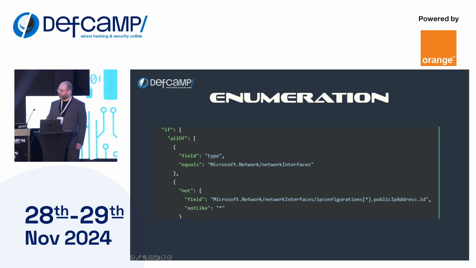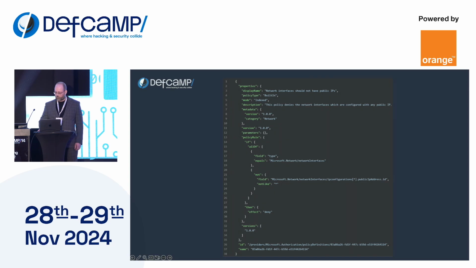And the policy itself is just looking for the network interfaces. And within the network interfaces, we are interested in the IP configurations. You see the brackets and star because it's an array. So within the array, the element that we are looking for is the public IP address. And again, it's just using the not and not like, so it's like a reverse filtering. And yeah, this is just the whole policy itself.